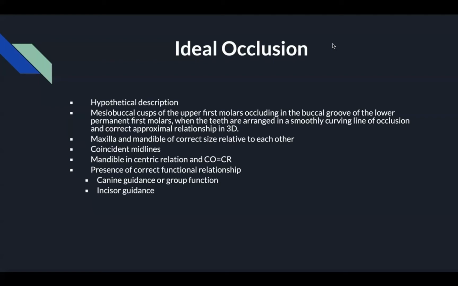And when we ask the patient to open the mouth a little, where the mandible is in the rest position, it is called the CR position. The midline in both CO and CR should be coincident, okay? There should be no deviation in centric occlusion, which means there is no functional abnormality. For the canine relations, there is group function or canine guidance, and the incisor relationship is perfect. That makes ideal occlusion.